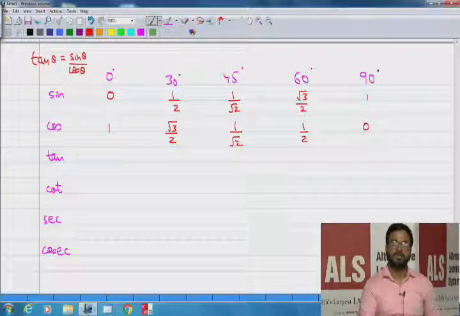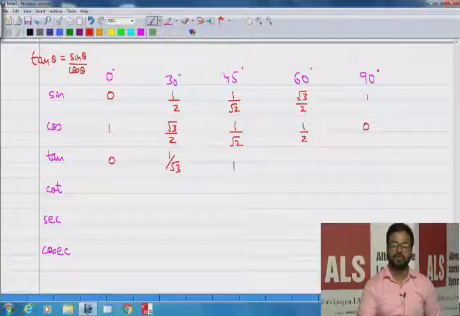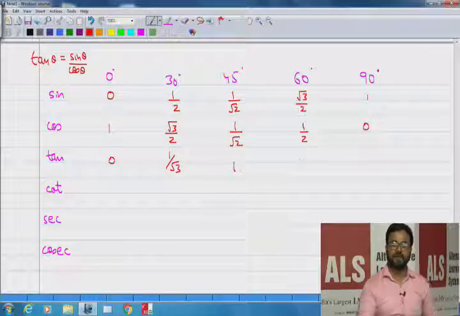Tan. So tan is sine over cos, so 0 upon 1, that is 0. 1 by 2 divided by root 3 by 2, that is 1 by root 3. 1 by root 2 upon 1 by root 2, that is 1. Root 3 by 2 divided by 1 by 2, that is root 3. Now 1 upon 0, that is not defined.